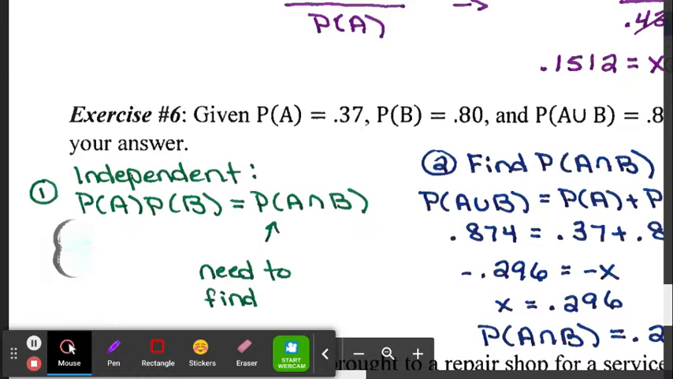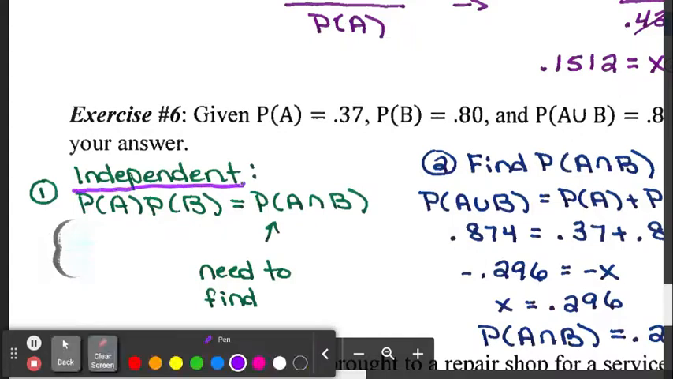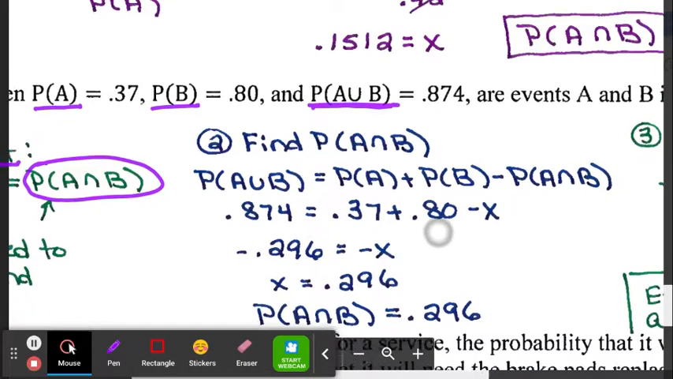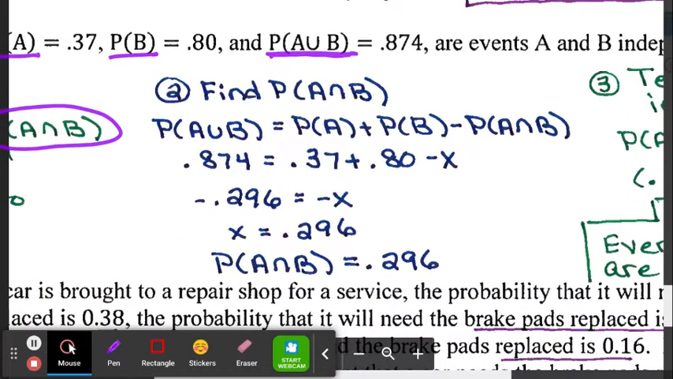So I'm trying to zoom in so you can just focus on one step at a time. I labeled these steps 1, 2, and 3. If we're testing for independence, I'm using the multiplication rule. Probability of A times probability B is equal to the probability of both. Now, they don't give us that, so I wrote here we need to find that. They give us probability of A, probability B, and this is an OR problem. So in order to use this rule, I need to find the probability of both.